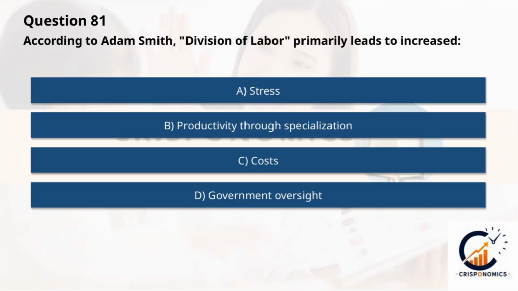Let's talk about Adam Smith's idea of the division of labor. When tasks are divided, what's the main result? Is it stress, costs, government oversight, or productivity through specialization?